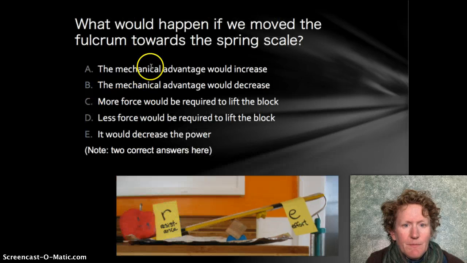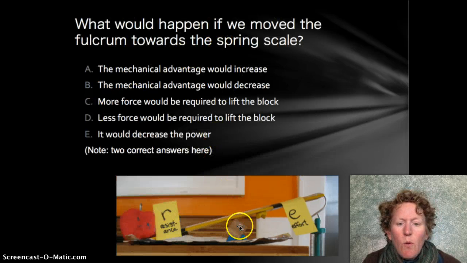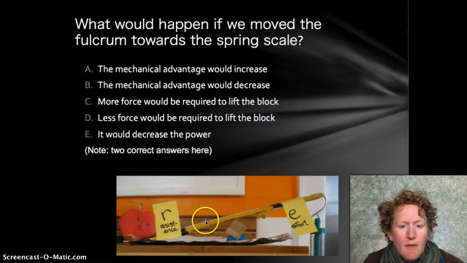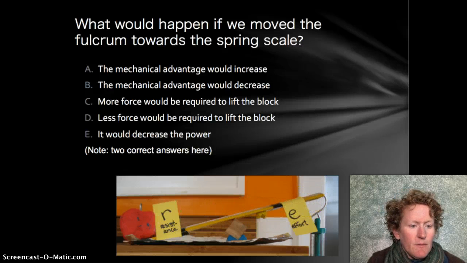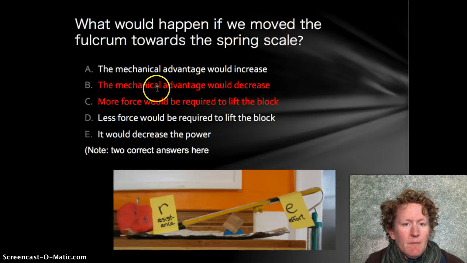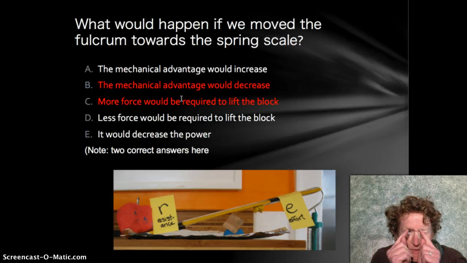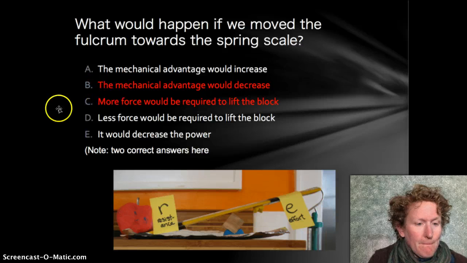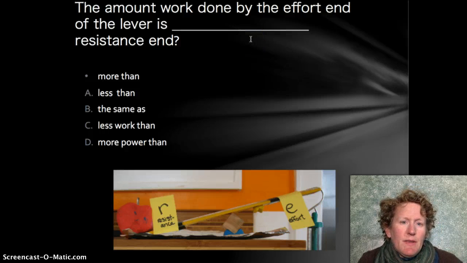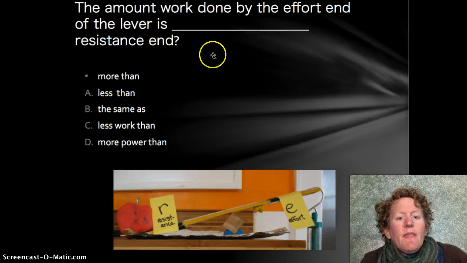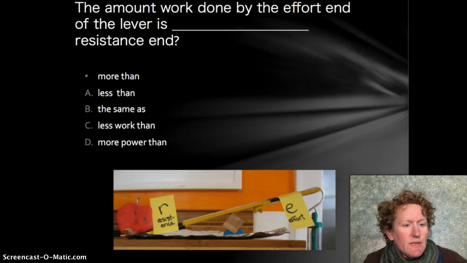in our lab. What would happen if we move the fulcrum towards the spring scale? In other words, if we move the fulcrum, say, over here to this clay block, where this clay is, that would make the resistance arm greater and the effort arm smaller. And if you're going to make the effort arm smaller, the mechanical advantage is going to decrease and you're going to need more force. If you decrease the distance, then you increase the force. The amount of work done by the effort end of the lever is the same. It's always the same as the resistance end.